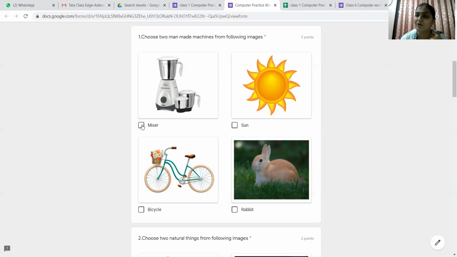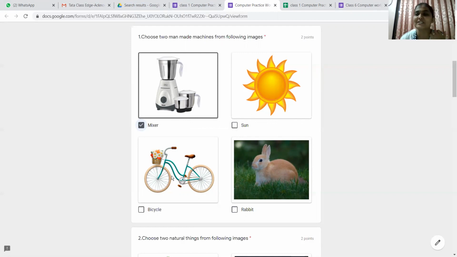So we'll click. So what do you have to do? You just need to click over here. So as soon as you click, that will be selected. Okay, we got 1. Sun. Is it man-made? No, it's natural. Maybe God has created it for us, so we are not going to check this.